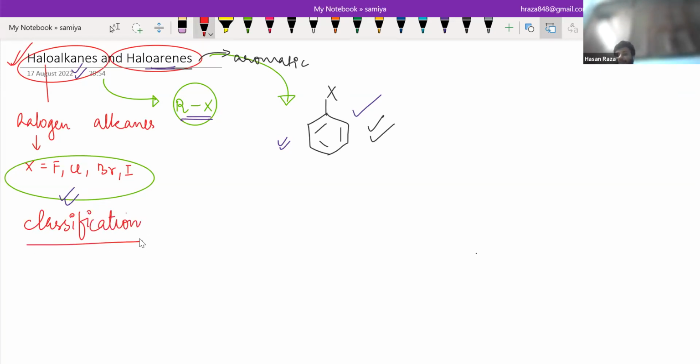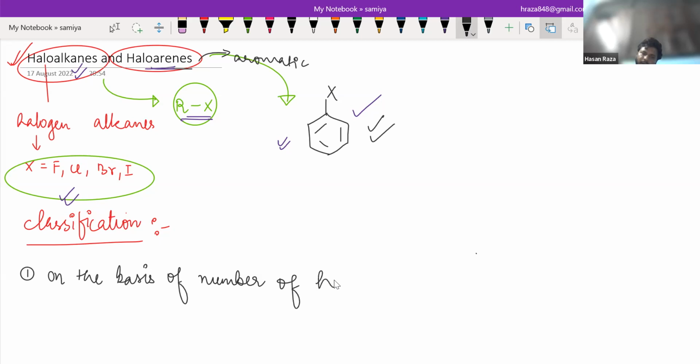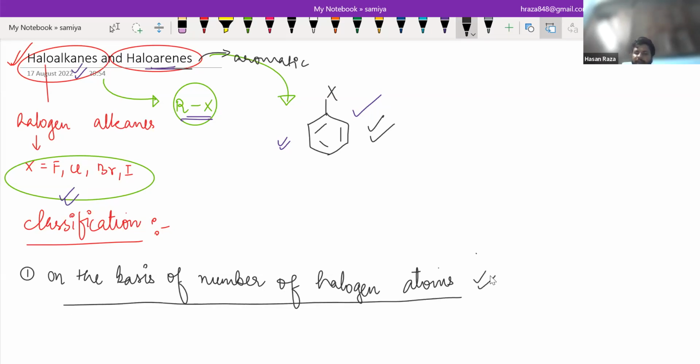Classification depends on what basis we are going to classify. Like in this class, I can classify on the basis of gender as well as on the basis of marks you obtained in the test. So basically the first classification is based on the number of halogen atoms, that is, how many halogen atoms are in the compound, and on that basis we are going to classify. Can I change the slide, Madiha and Darsan?